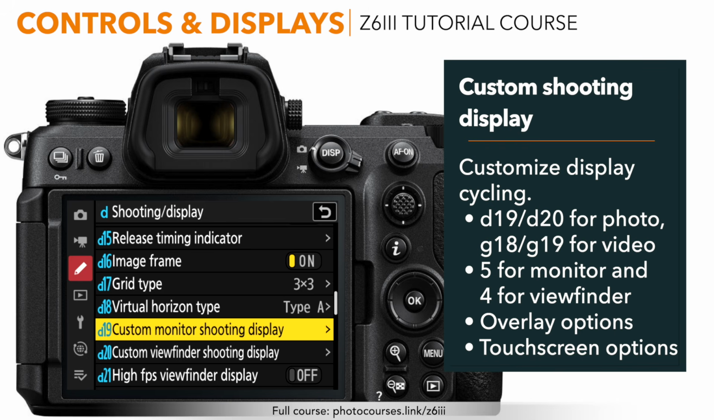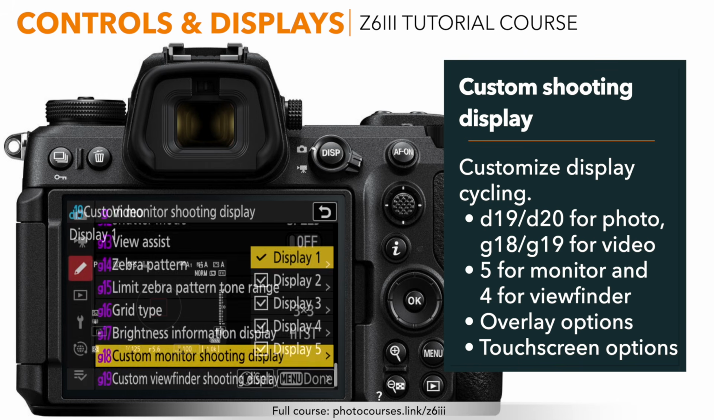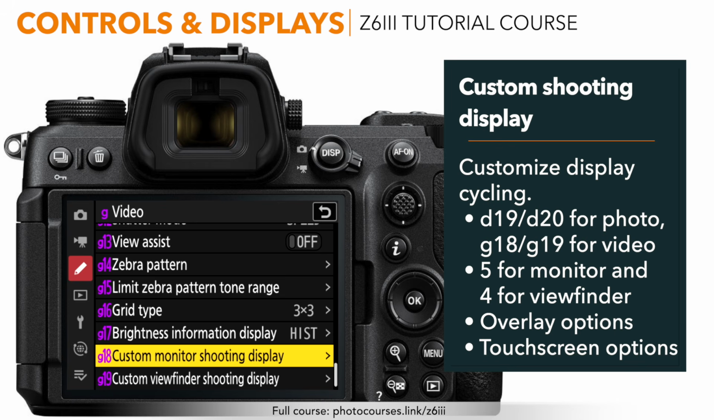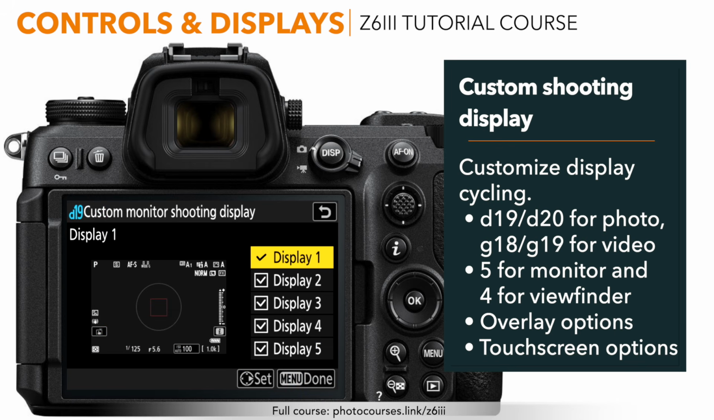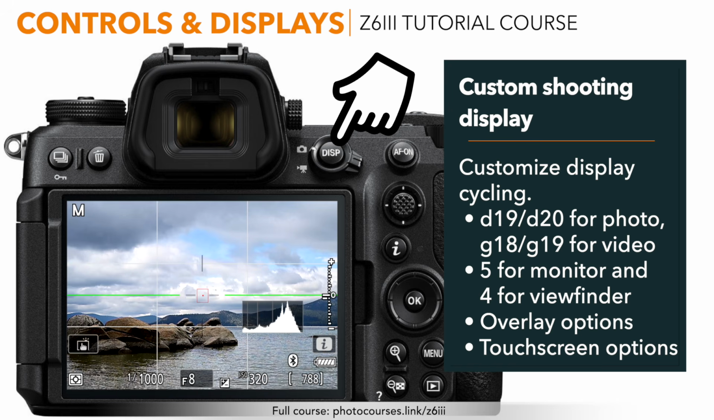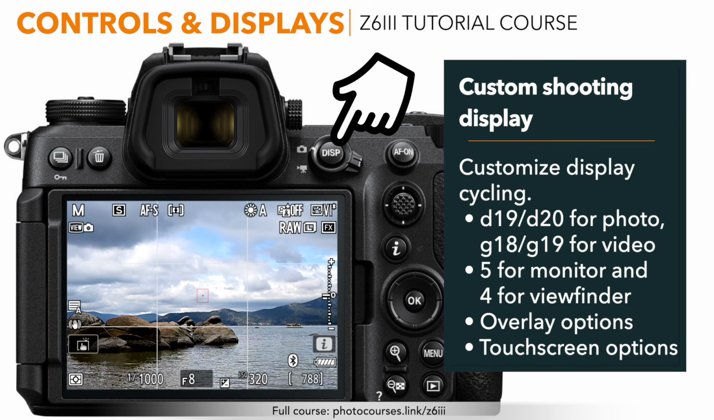You can customize your displays for photo mode in D19 and D20, and for video mode in G18 and G19. Whatever you have set here, this is what's going to happen when you press the display button when either looking at the monitor or looking through the viewfinder. When you press that display button, your screens, your displays, are going to cycle through different overlays, and this is where you'll customize those overlays.